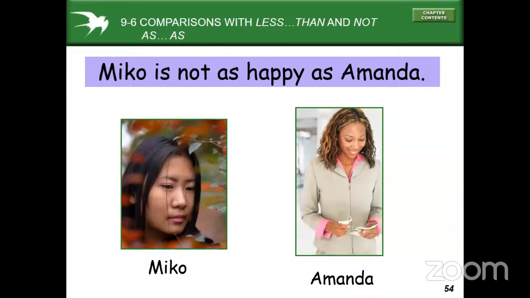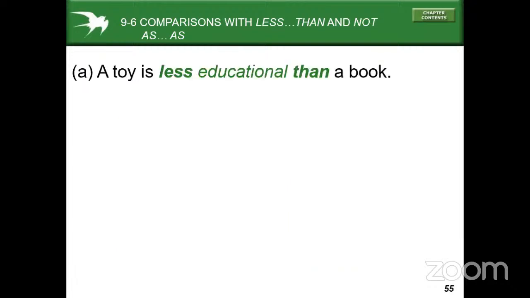And we have comparisons with less than and not as. So Miko is not as happy as Amanda. We have there, yeah, Miko is not as happy as Amanda.